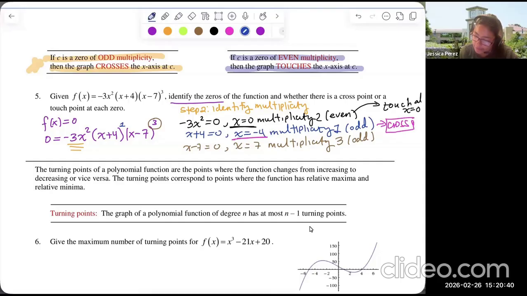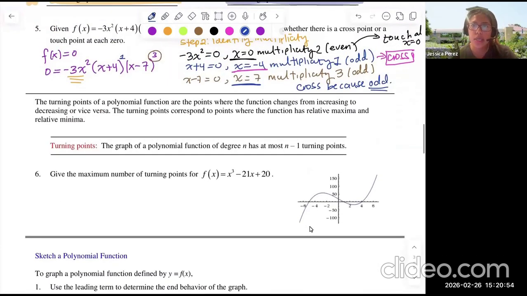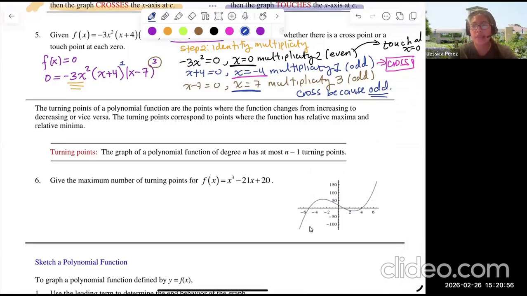And at x equals 7, you will also cross because of odd multiplicity. Okay, so at 0, it's going to touch. At negative 4, it's going to cross. And at x equals 7, it's also going to cross.